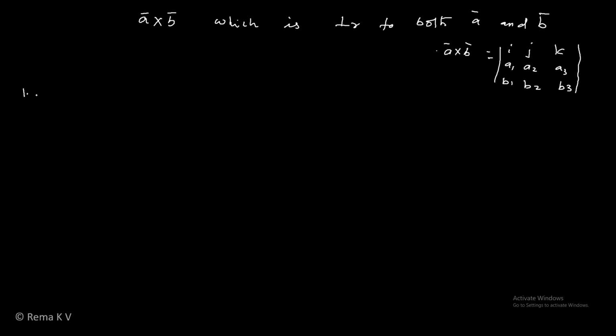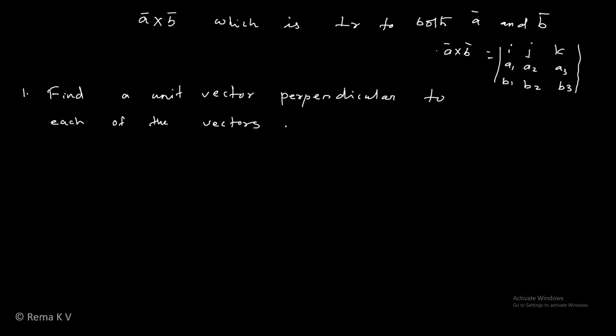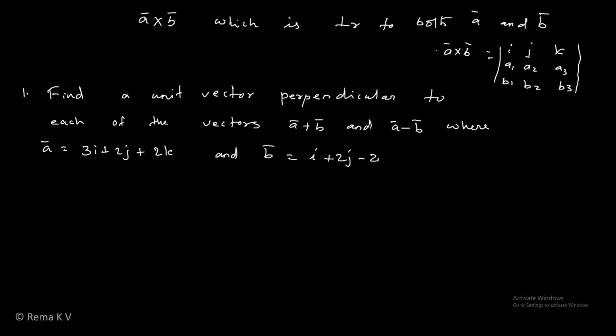So let us write the question. Find a unit vector perpendicular to each of the vectors A plus B and A minus B, where A is equal to 3i plus 2j plus 2k and vector B equals i plus 2j minus 2k.